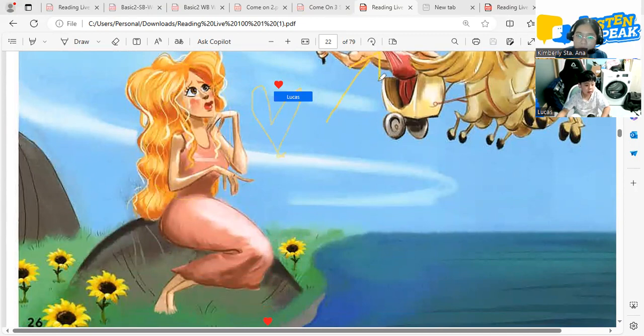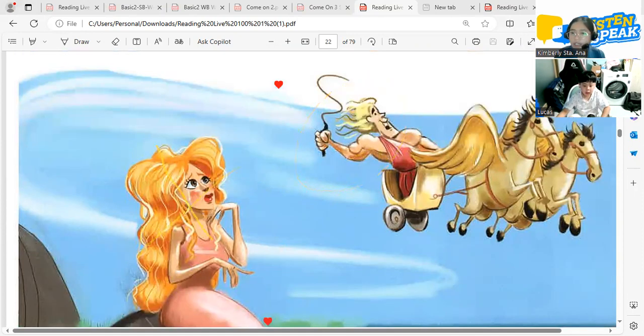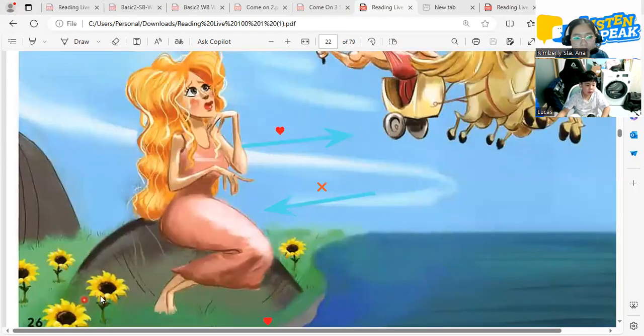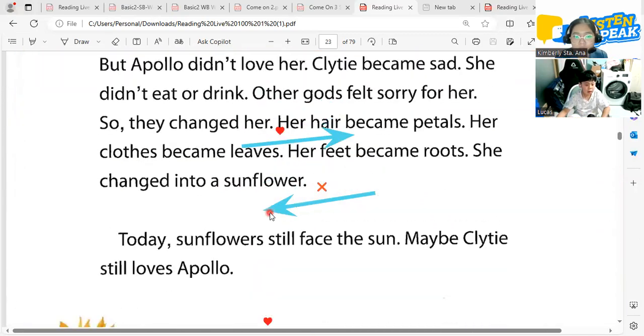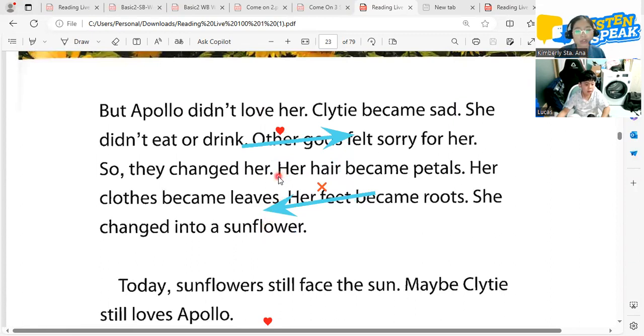Okay, so this is Clytie. Clytie loves Apollo, but Apollo doesn't like Clytie. Oh no. That's very sad. Apollo doesn't like Clytie. That's why she became very sad. And Clytie became a flower. She became a sunflower. That's why the sunflower always faces the sun. Because Clytie is the sunflower and Apollo is like the sun.